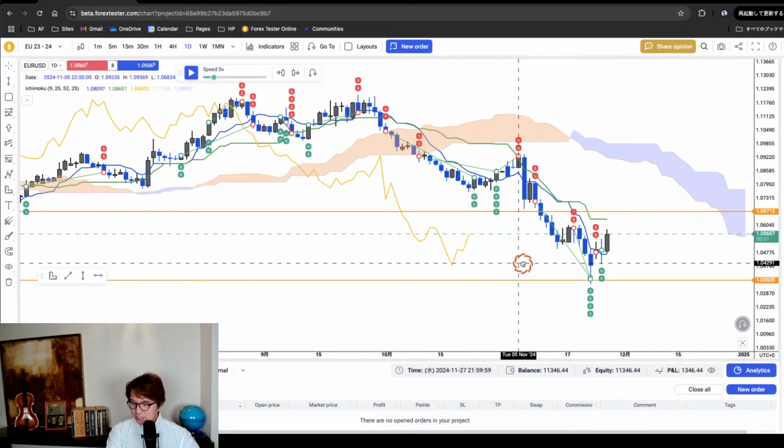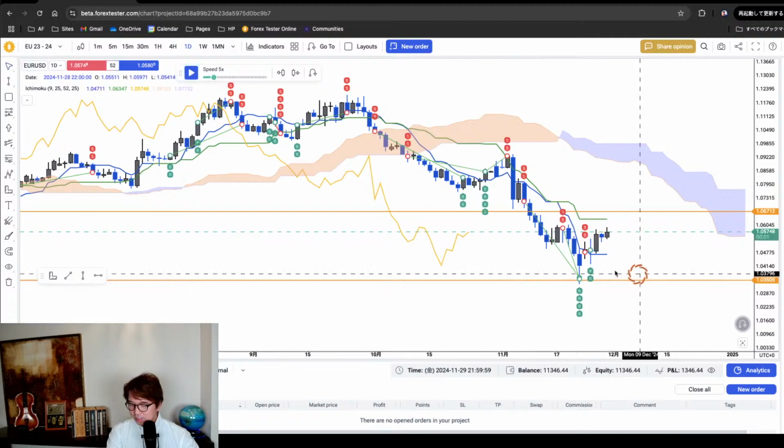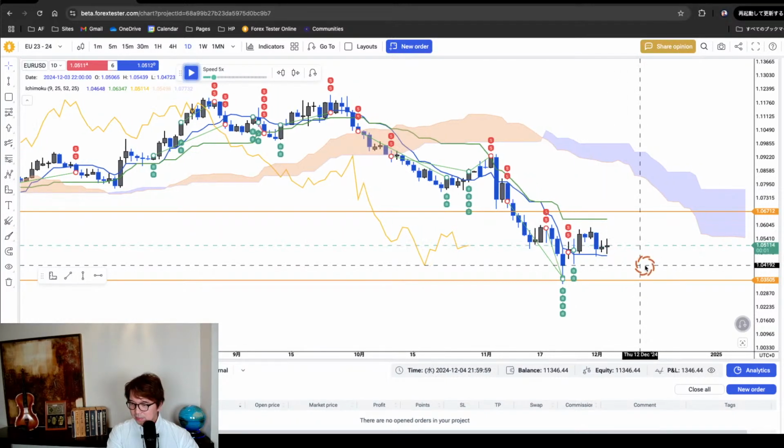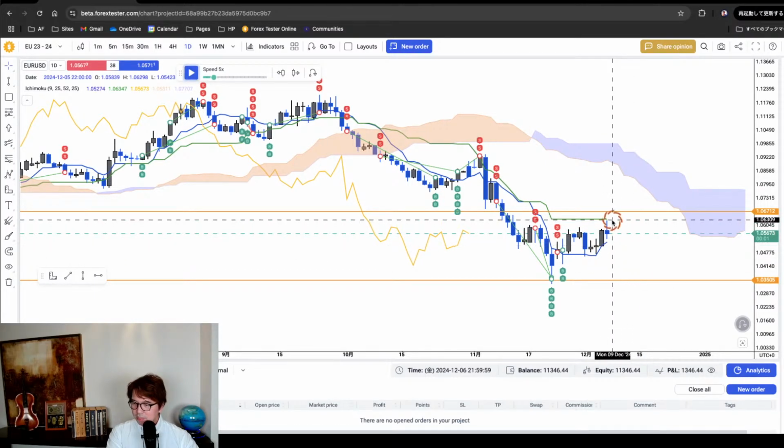Okay, so let's see after this. Okay, the market retrace. I mean, it's ranging. Looks like the price between. Okay, now I see Tenkan Sen angle up. So I think the price touches the Kijun Sen. Yeah, almost touch Kijun Sen.